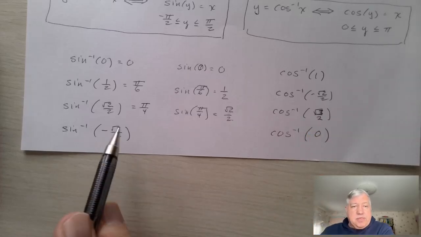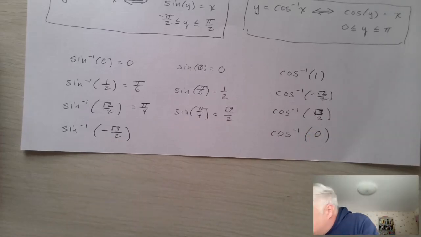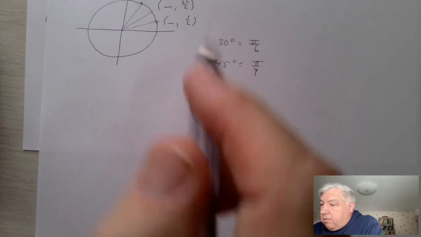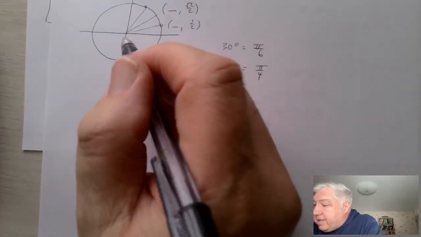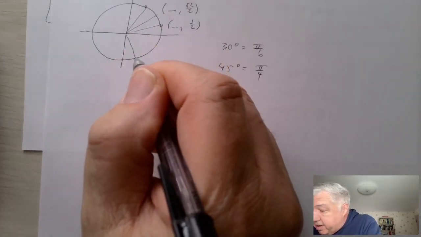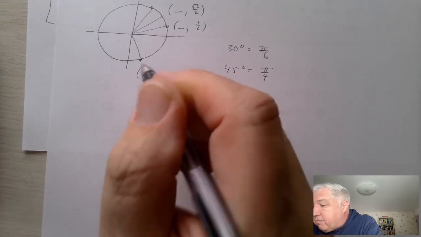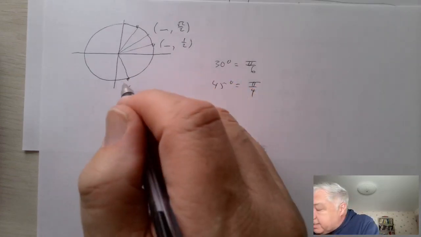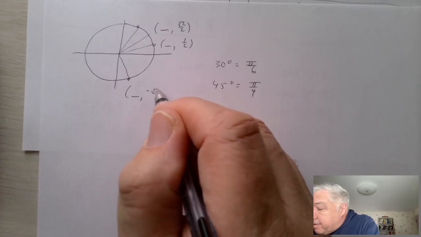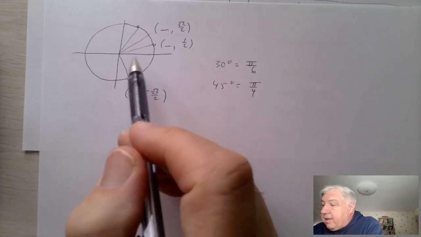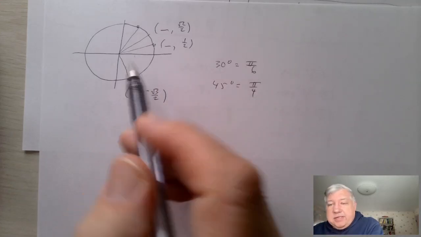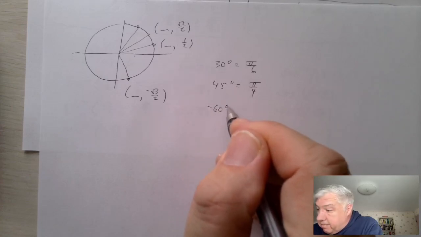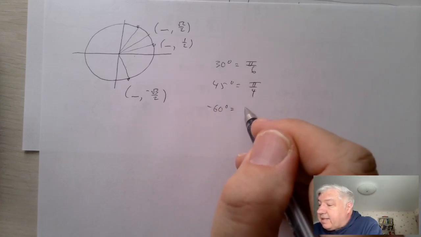What about the inverse sine of negative square root 3 over 2? Well, that is going to be down here. It's going to be all the way down here. Remember, it's the lowest one down here before you get to the axis. So this is negative square root 3 over 2, and this would be negative 60 degrees, but that's the same thing as negative pi over 3.